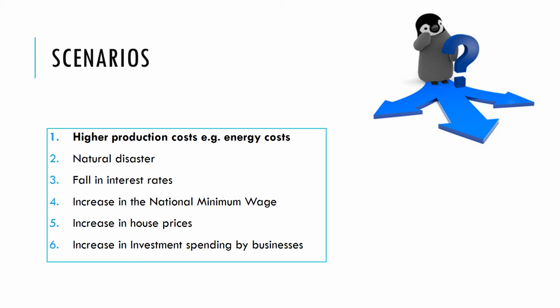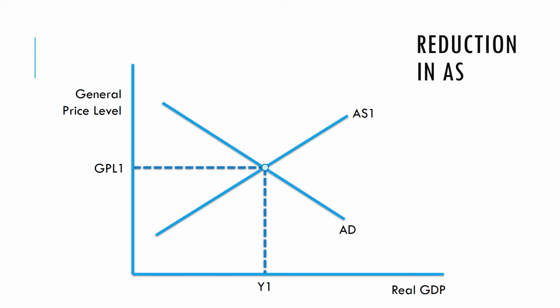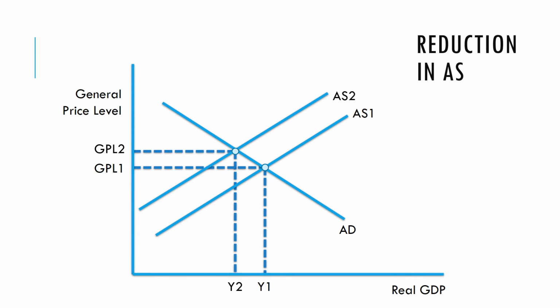Let's look at a few scenarios. I'm going to ask you to look at each scenario and have a think about whether it would impact the aggregate demand curve or the aggregate supply curve, and in which direction those curves will be shifting. So the first scenario is higher production costs. For example, if energy costs were increased, which curve would that affect and which direction would it shift? Pause the video for a second, have a quick sketch, and then we'll see what we think. Well, higher production costs would result in a reduction in aggregate supply. This would cause a rise in inflation and a fall in national income.